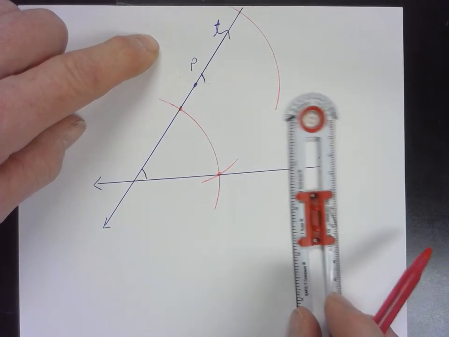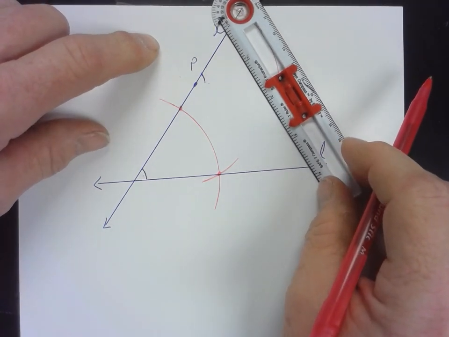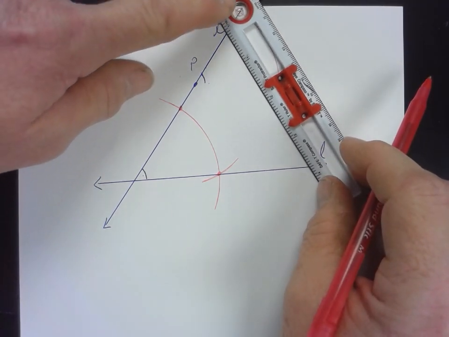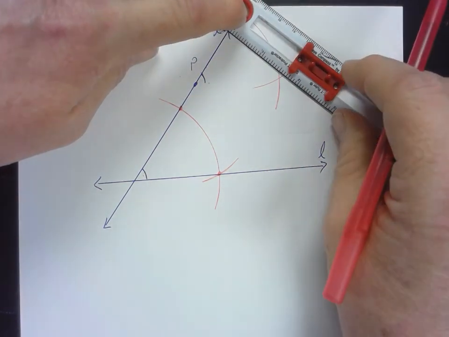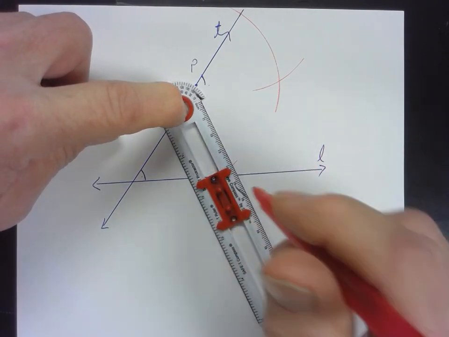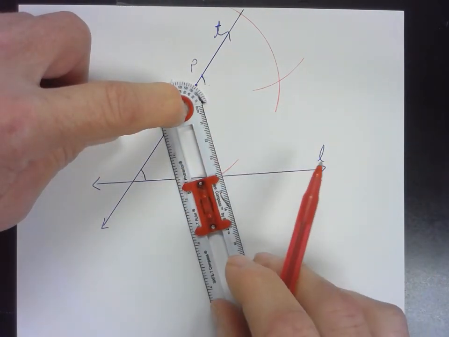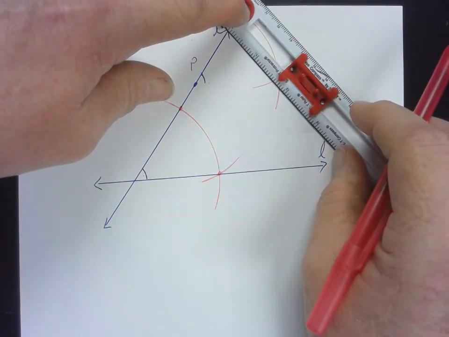Now don't mess with your compass. Come back up here to the other one. Put it on the upper intersection and make that arc again. So we're figuring out what that arc is to hit the intersection, and then we're coming up here and doing the exact same thing right there.